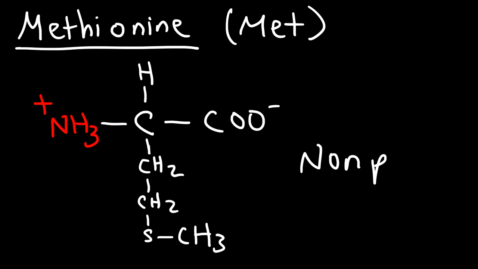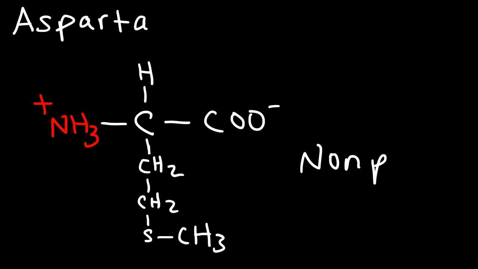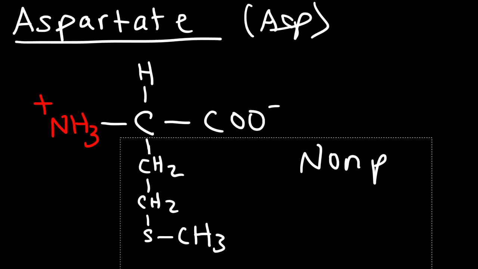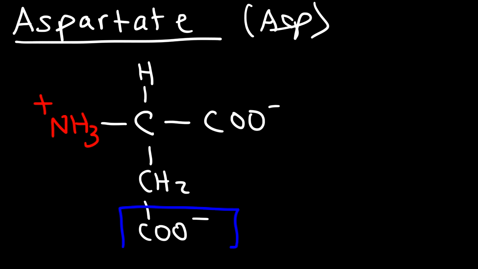Now the next one in the list will be one of the acidic amino acids, and this one is known as aspartate, abbreviated ASP. And what makes it acidic is that it has another carboxylic acid functional group. So aspartate has a CH2 group and then another carboxylic acid functional group. So anytime you see this extra carboxylic acid functional group, you know you're dealing with an acidic amino acid.